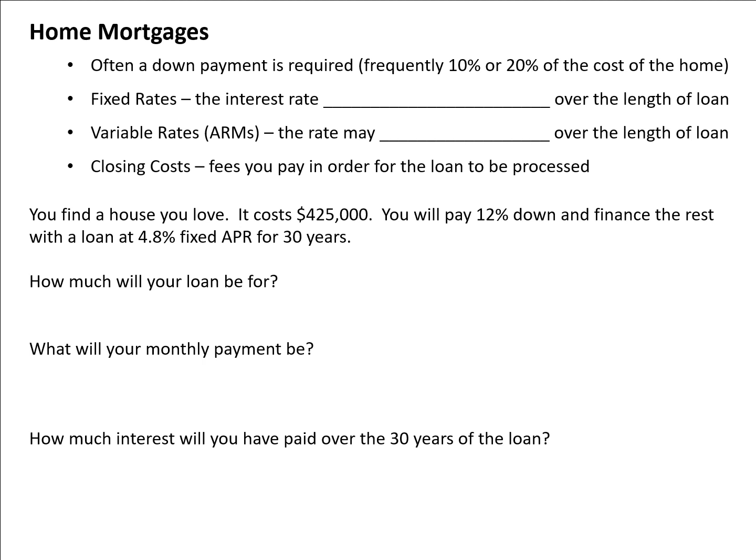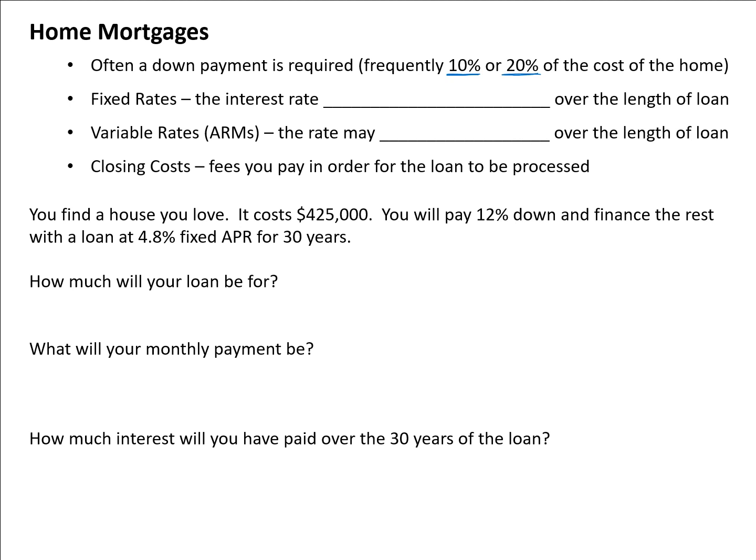Let's look at a couple of examples of home mortgages. Now, a home mortgage is just a loan for buying a home. Often with a home loan, a down payment is required. Typically, it might be 10% or 20% of the cost of the home.